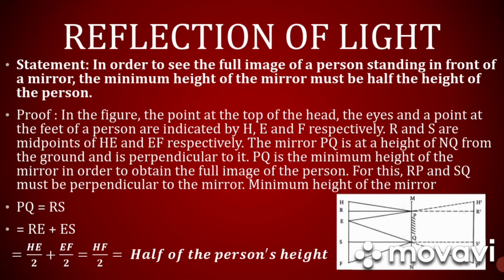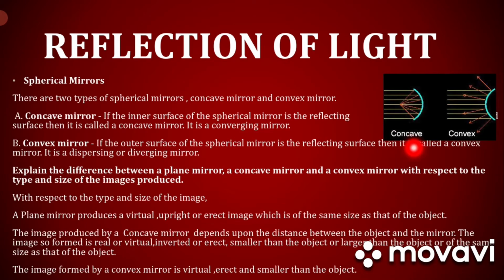This is equal to HF upon 2, which is equal to half of the person's height. Spherical mirrors. There are two types of spherical mirrors: concave mirror and convex mirror.